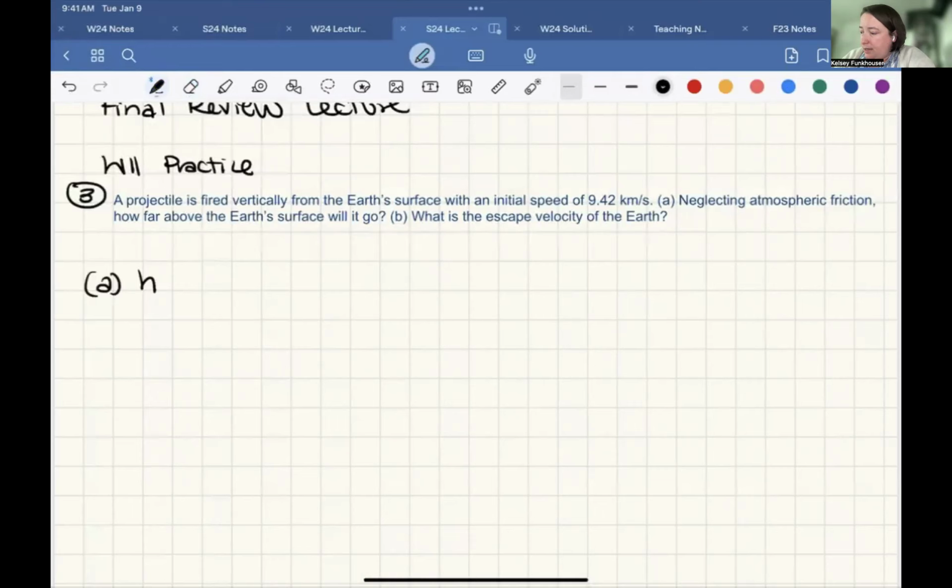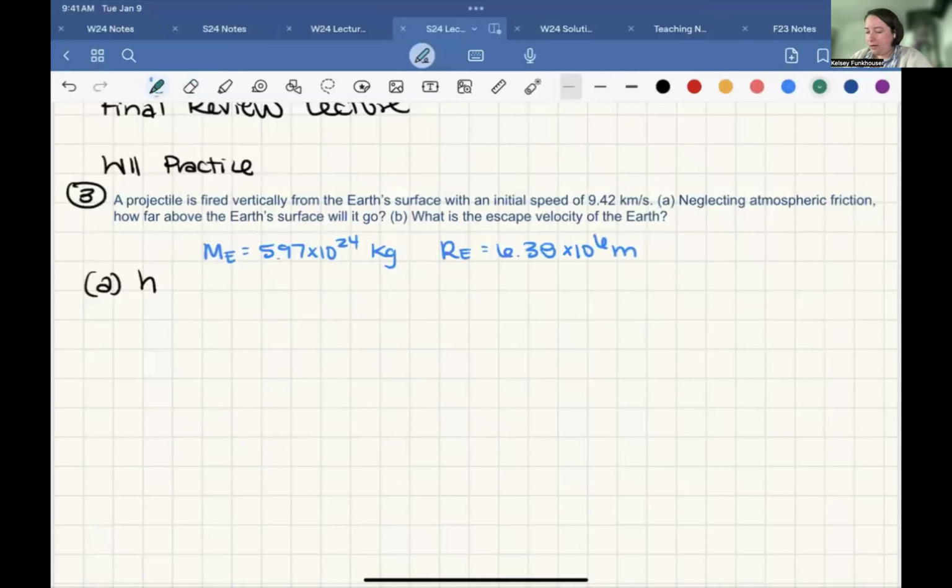Yeah, just start again with conservation of energy. Oh, actually, you know what? I'm going to give you the mass of the Earth, which is 5.97 times 10 to the 24 kilograms. And then the radius of the Earth is 6.38 times 10 to the 6 meters.